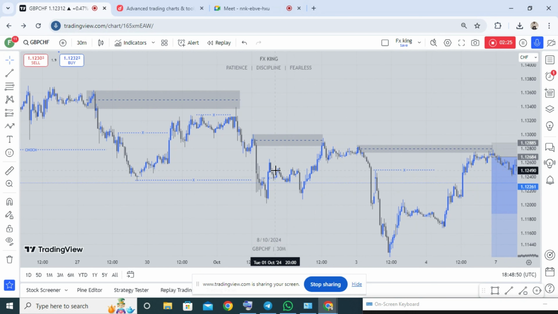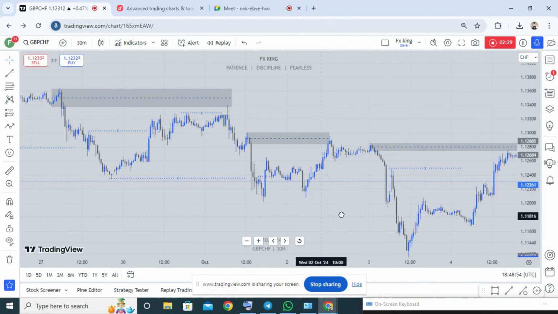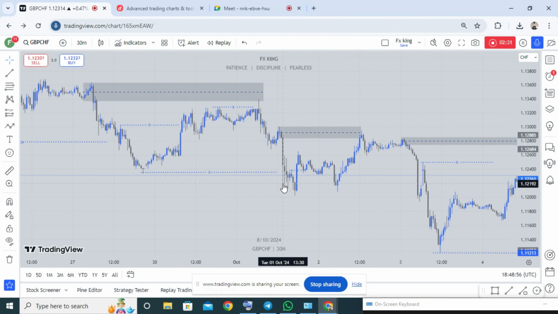Now, if you look here, let me zoom in again. This is where our inducement was. You might have missed this one if you are still learning, right? But there's a pullback here. If you look very well, you'll see the pullback. This is our lowest candle here. The high got taken out here and the low got taken out.